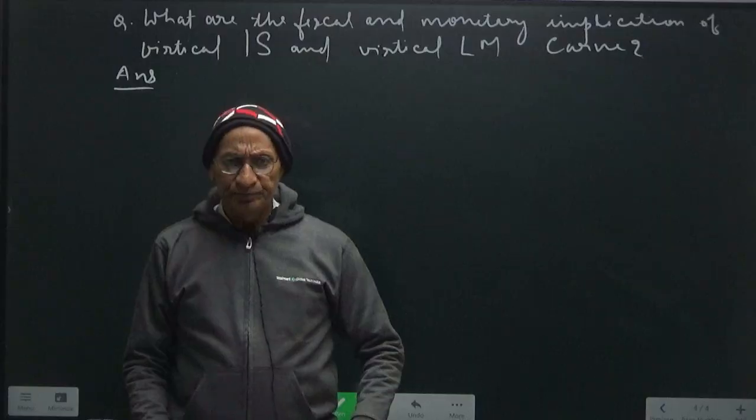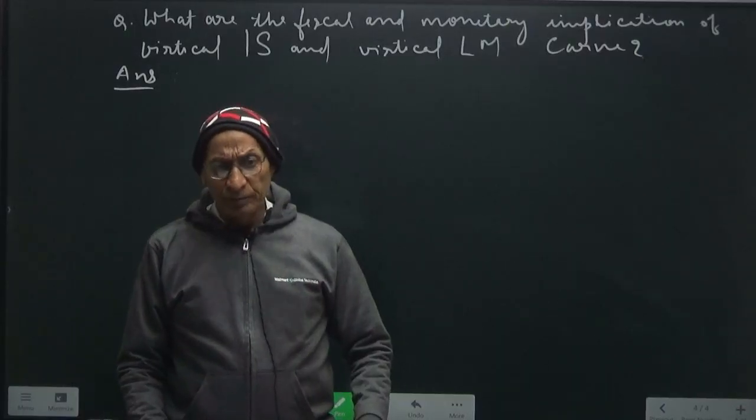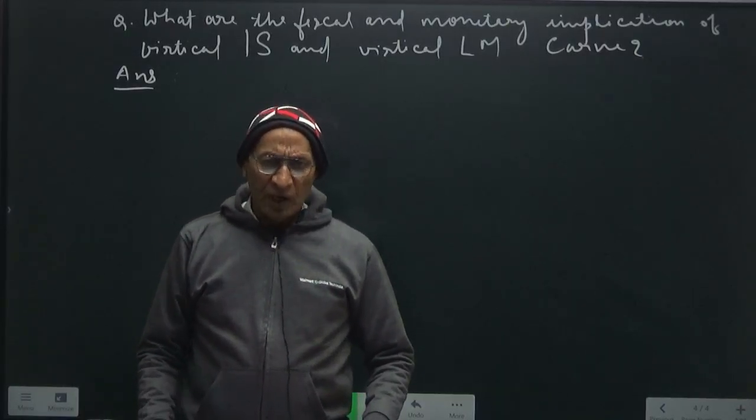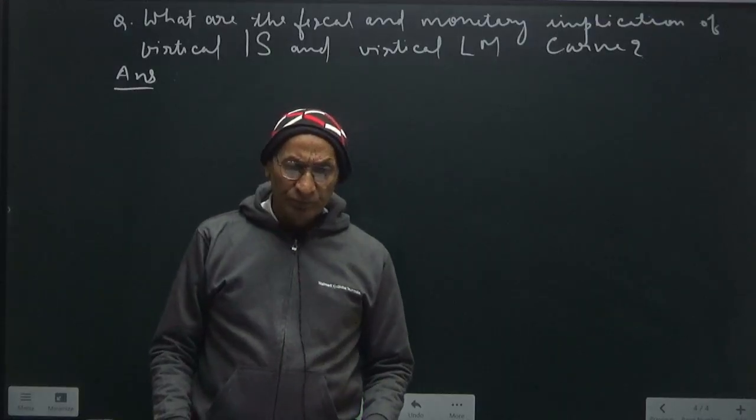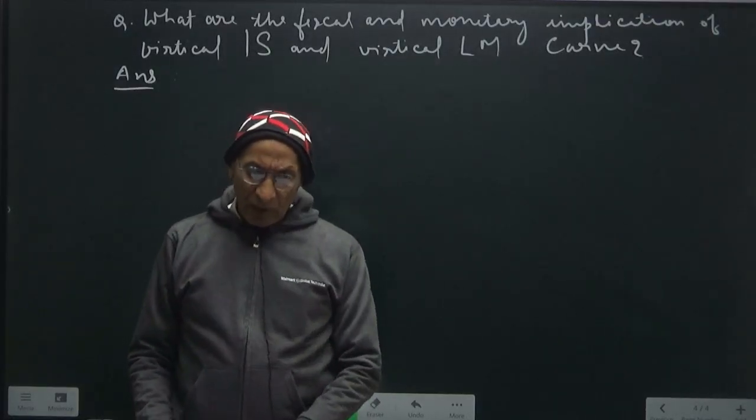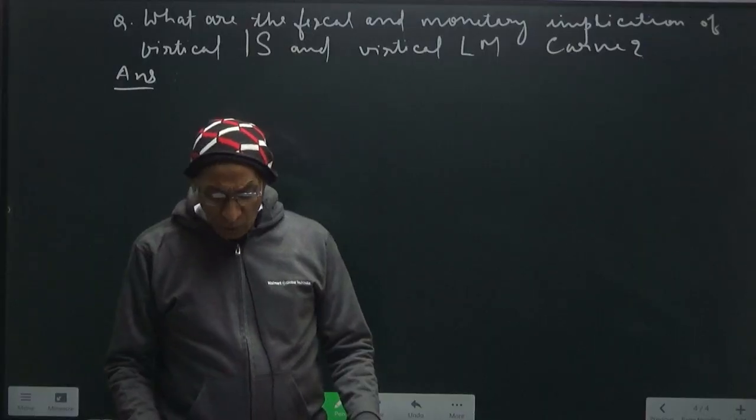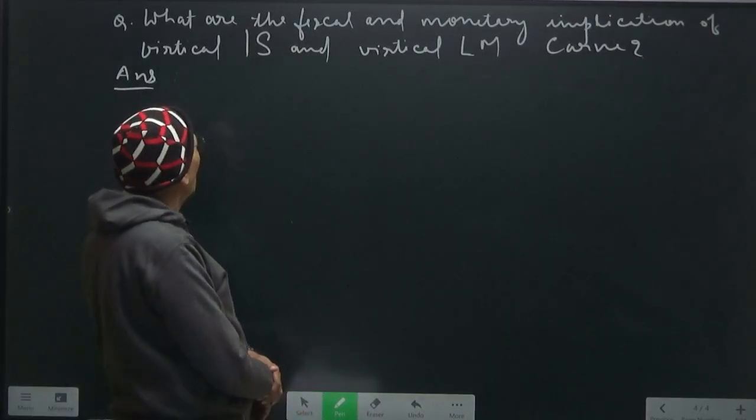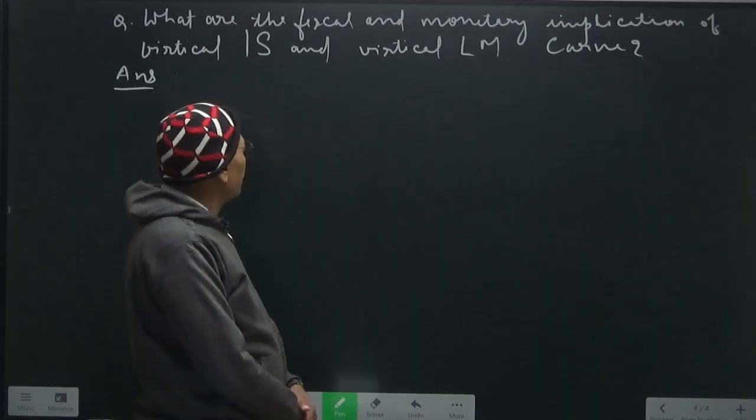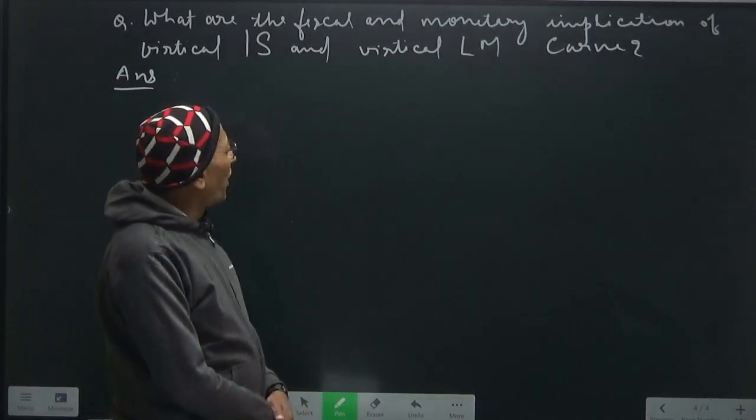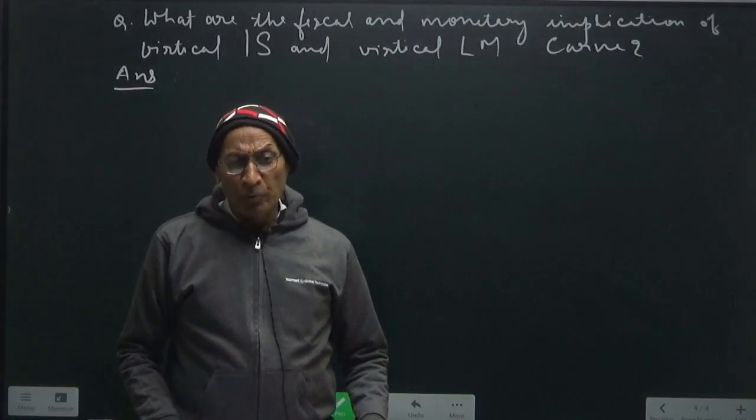Myself Manoj Kumar. Today we shall discuss a question of UPSC which has been asked in this year 2022-23. In 2023 optional paper economics, one question is: what are the fiscal and monetary implications of vertical IS and vertical LM curve? This is the question. You have to answer it.